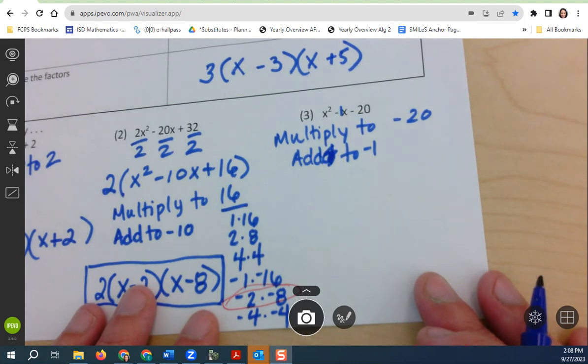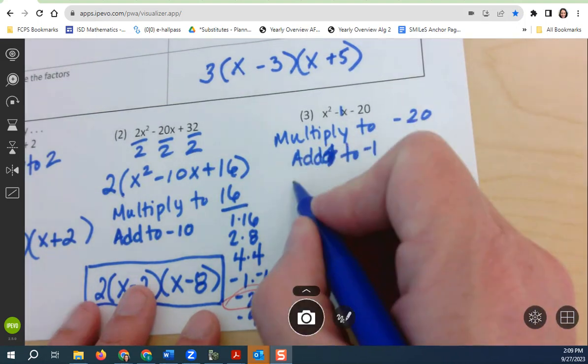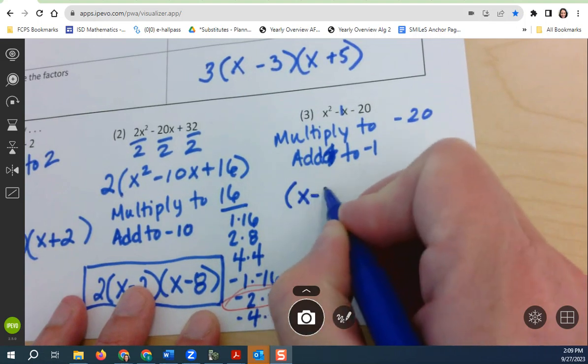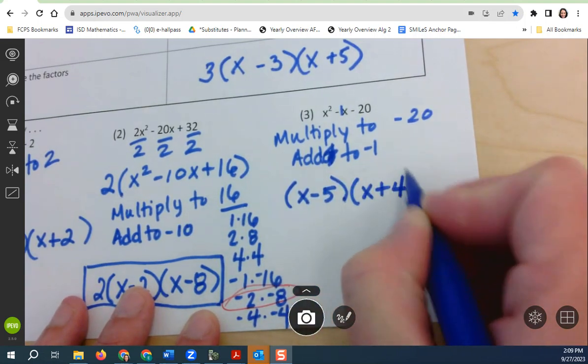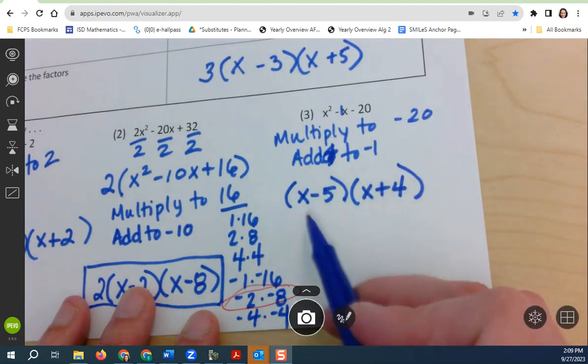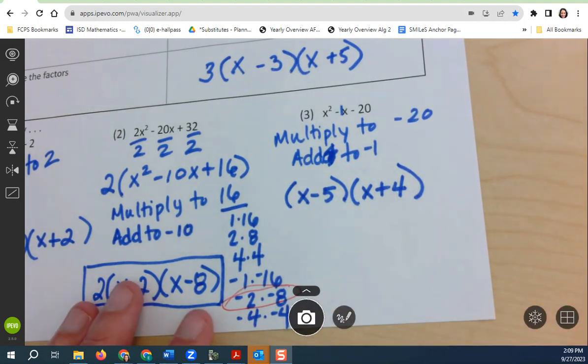What did you find? Negative 5 plus 4. Let's check her answer. Does that make negative 1? Yeah? And do those numbers multiply to make negative 20? Okay. So it'd be x minus 5 times x plus 4. Multiplies to make negative 20 and adds to make negative 1. Those negatives can get so tricky.